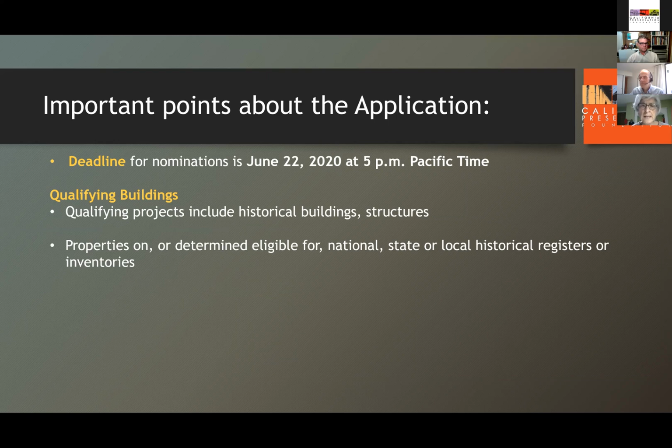And if a building is listed on a national, state, or local register, that would be indicated on the application, although it's not limited to that. So you can have a building that is historic, but is not on a local or state or national register, and it still can qualify for listing. Next slide.